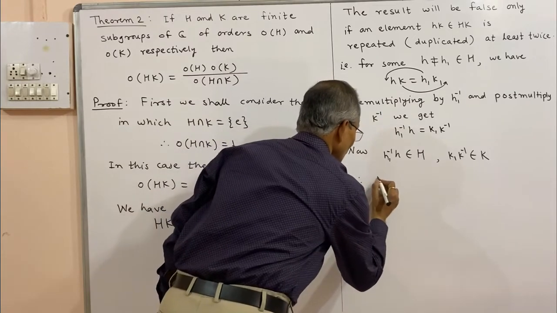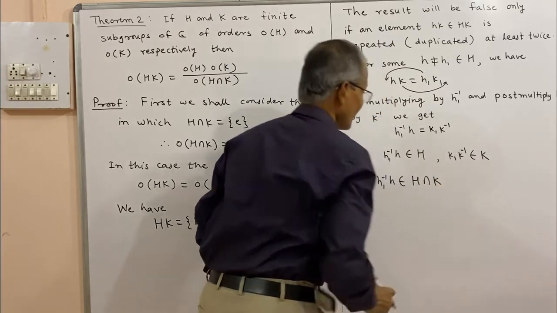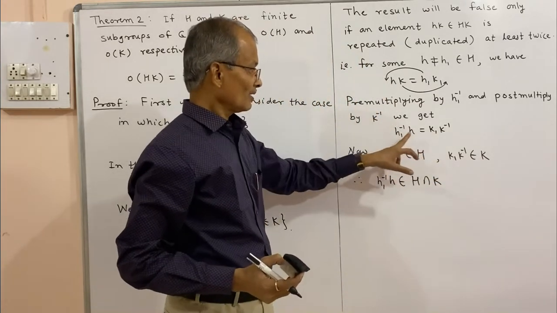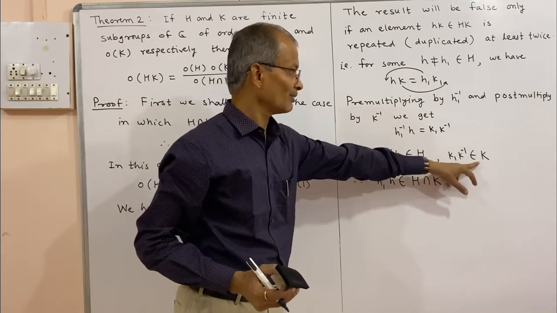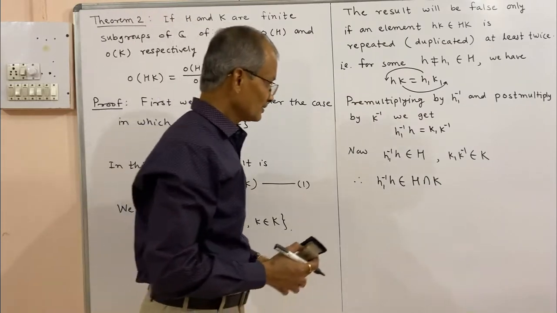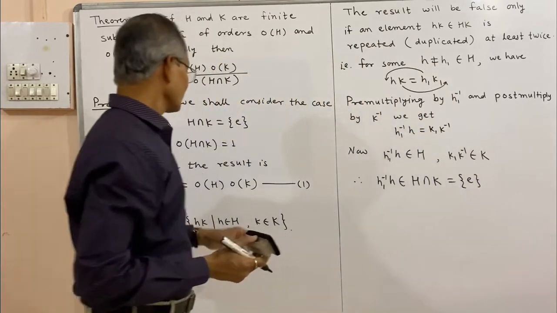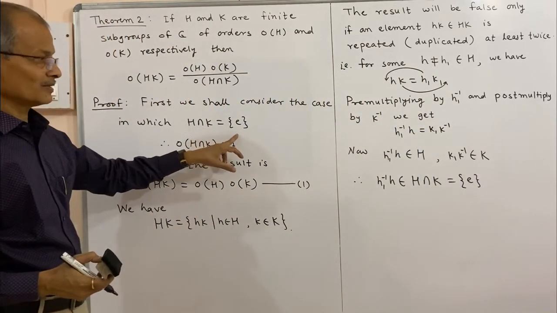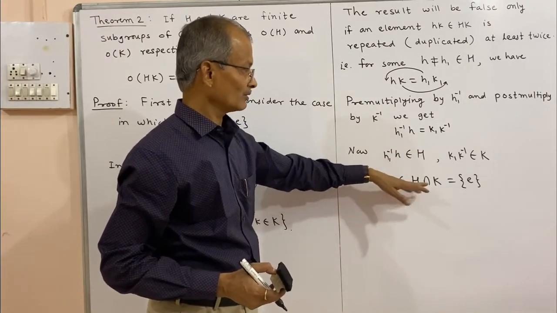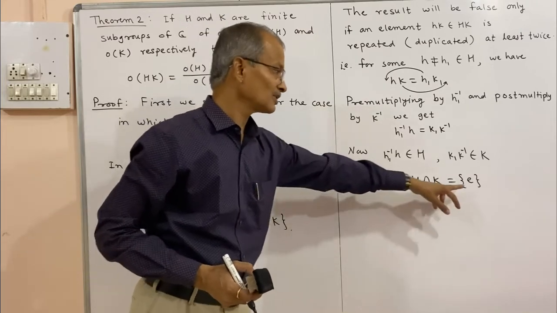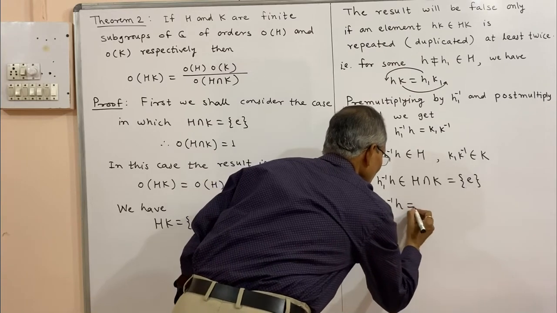Therefore h1 inverse h belongs to H intersection K, because these two are equal. So this element is equal to h1 inverse h, and that belongs to H. But H intersection K is E. We are considering the case where H intersection K is E. Both these elements are equal, and therefore this element belongs to the intersection of the two sets, which is E. And thus this implies h1 inverse h is equal to E.